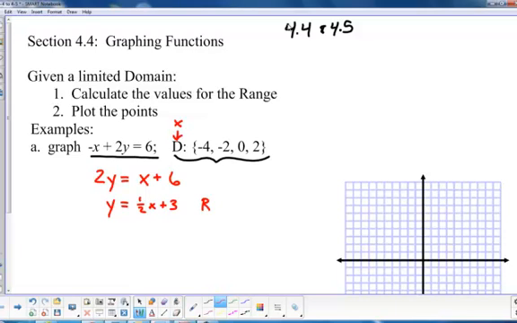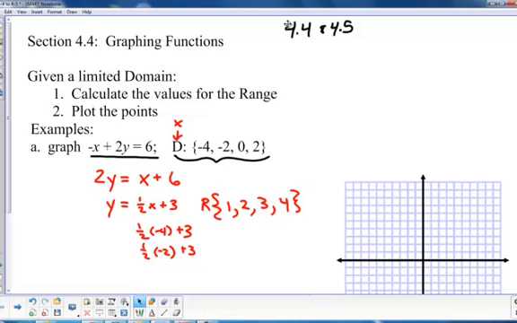So my range, when I plug -4 in, I get -2 plus 3, which is 1. When I plug -2 in, I get -1 plus 3, which is 2. When I plug 0 in, I will get 3. And when I plug 2 in, I'm going to get 4. It is linear, so it'll continue that pattern. You can write this as a solution set.